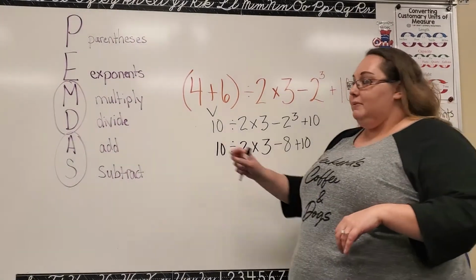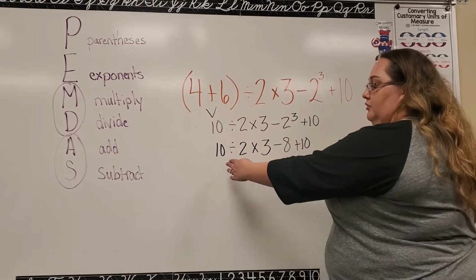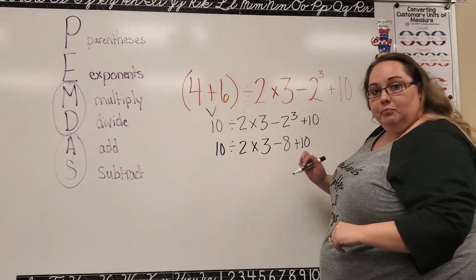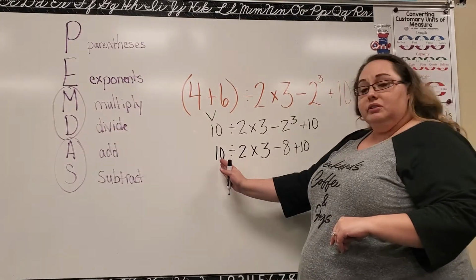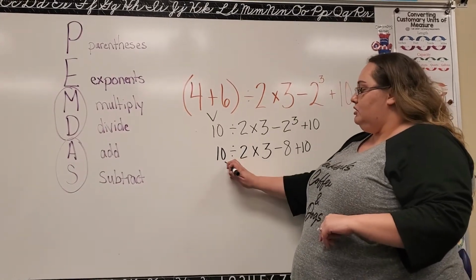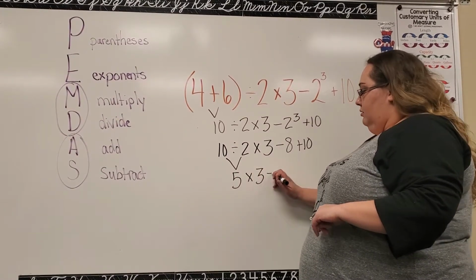Now I'm going to go on to my next step, which is my multiply and divide, going left to right. If you look here, I do have multiplication and division both, but I am going to work with it going left to right. So I'm going to do 10 divided by 2 first. 10 divided by 2 equals 5. Bring everything else down.